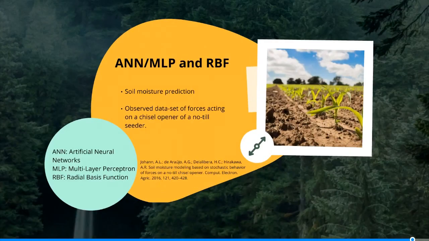Lastly, prediction of soil moisture is done based on artificial neural network models, multi-layer perceptron and radial basis function, using the data of random behavior of forces on the chisel opening of a no-till seeder.